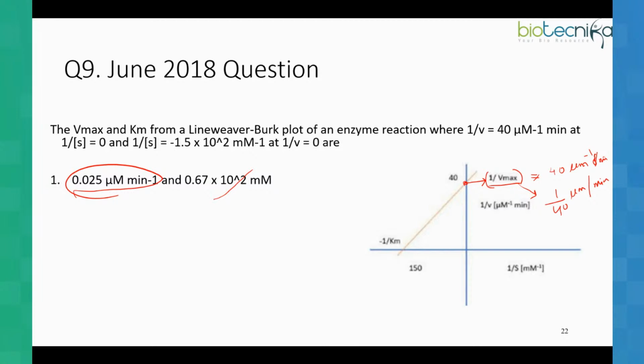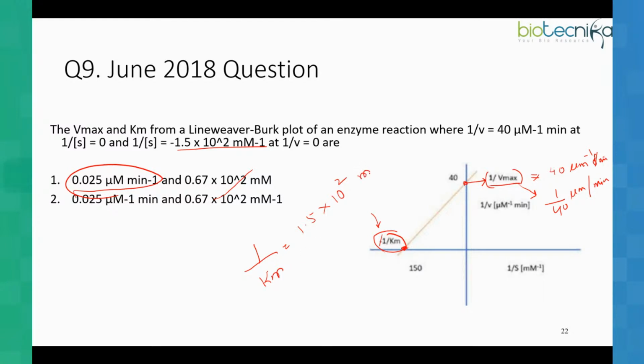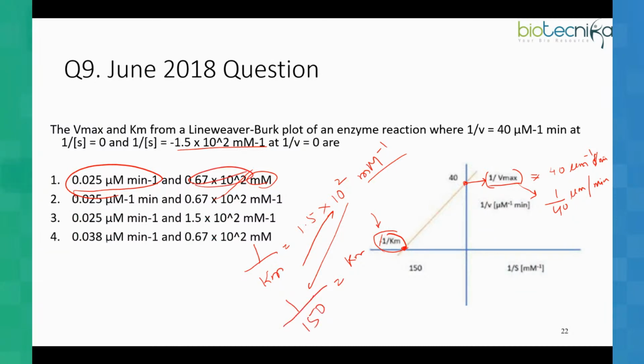You have said 0.0067. Okay, so that is correct, because this is the x-intercept, and in x-intercept the value is minus 1 by km. Okay, so this value they have given to be minus 1.5 into 10 to the power minus 2. Minus minus will get cancelled out. So basically you will have 1 by km is equal to 1.5 into 10 to the power minus 2 millimolar minus 1. Okay, so just bring this side and this side. So millimolar minus 1 will become millimolar, and km will be equal to 1 by 150. So that will come to this one. Option 1 is the right answer.